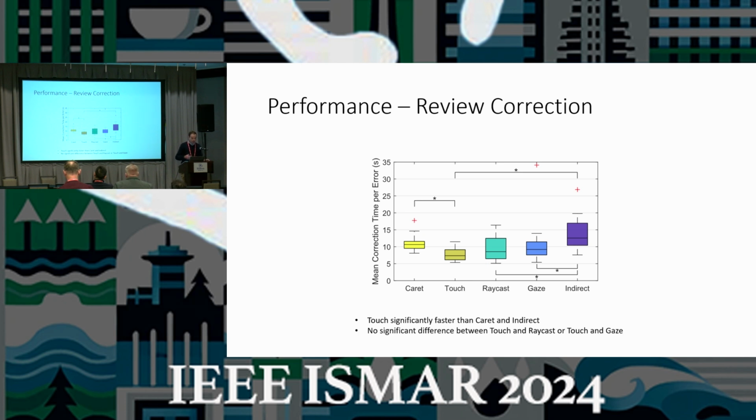So here you see the mean correction time per error, so that's sort of normalizing for how many errors exist in the sentence. And we saw a significant effect associated with the conditions, with the touch being faster than caret, also faster than indirect, but no significant difference between touch and raycast or touch and gaze.